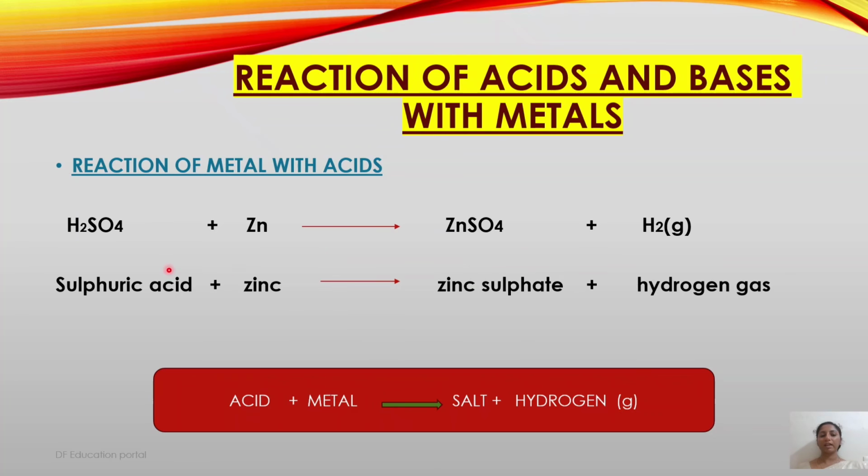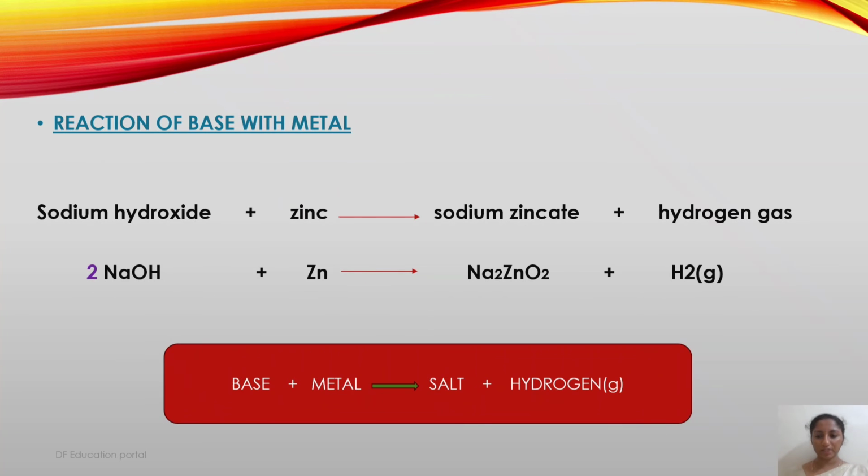So when an acid reacts with a metal, we get a salt and hydrogen gas. In general, we can write the equation like this: acid plus metal gives salt and hydrogen. Similar to this reaction of metal with acid, we can take the case of the reaction of base with metal. Okay, let's get into the next reaction.